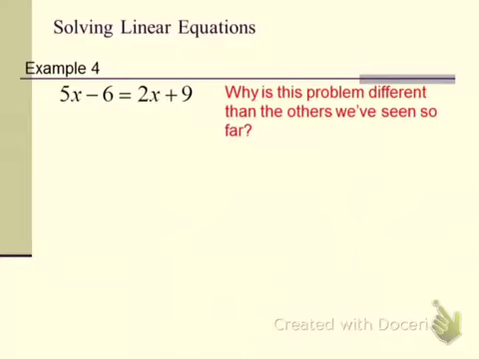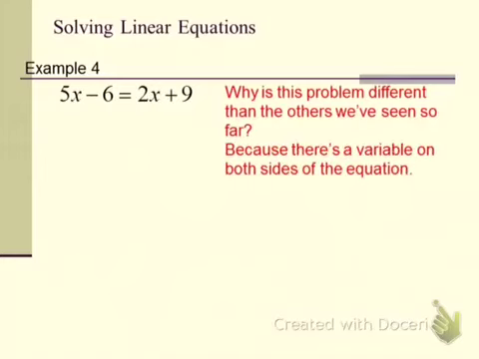What's the correct thing to do here when we have a variable on both sides? Combine like terms. You get the variable by itself first. We do not add 6 to both sides. We do not subtract 9 from both sides. We're going to either subtract 5x from both sides, or we're going to subtract 2x from both sides. Which one would you choose?